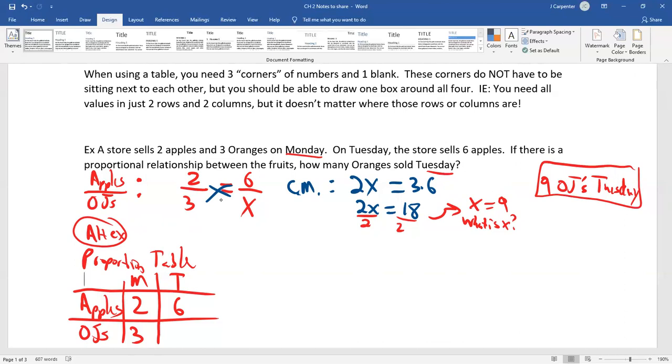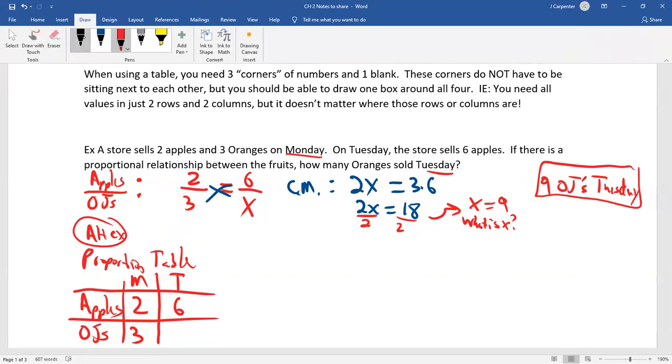When using a table, you need 3 corners of numbers and one blank. These corners do not have to be sitting next to each other. They are in this instance. I'll give you an example where they aren't next. But you should be able to draw one box around all 4 of these. And that's what I'm talking about with the corners. You're going to draw your own box around this somewhere. So like this would be me drawing a box around some numbers. And the goal is to draw that box so that 3 corners have numbers and 1 does not. This has a number, this has a number, and this has a number. So that's exactly what I'm referring to.